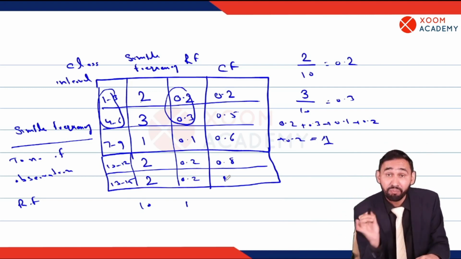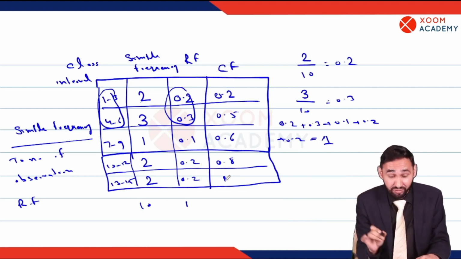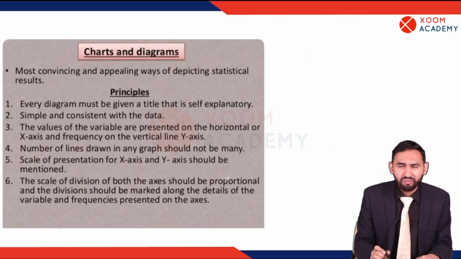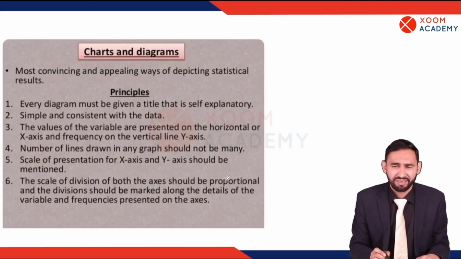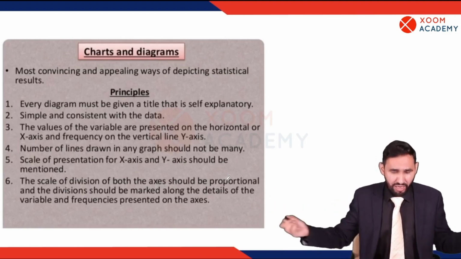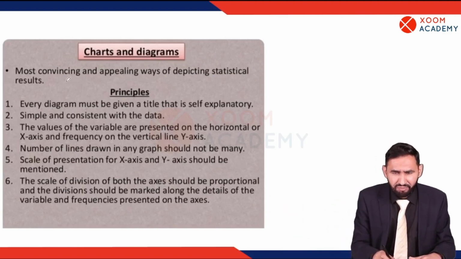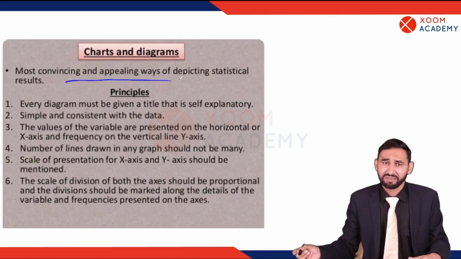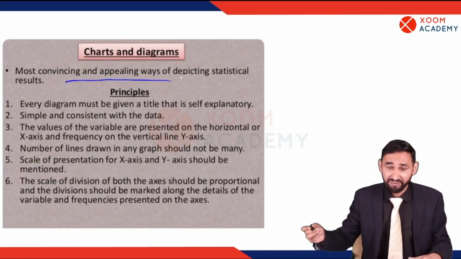Relative frequency shows the part. Cumulative frequency adds on the things. So what are the various charts and diagrams? Various charts are used, like bar chart, pie chart, pictogram, histogram. They are the most convincing and appealing method. People see them and they will generate the inference.